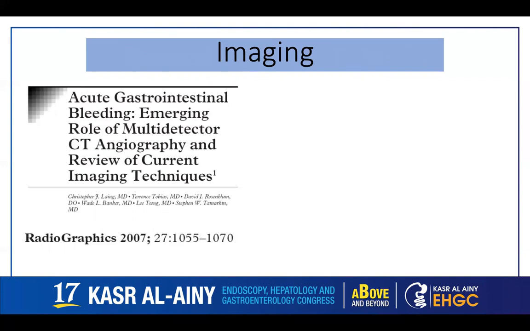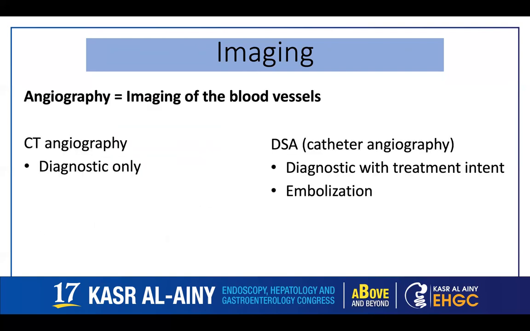In order to treat this patient, we should diagnose him very well. So we have imaging, we have CT scan, and this is a very, very important paper published in 2007 about patients with acute gastrointestinal bleeding. What is the role of CT angiography as a type of diagnosis for this type of patient? Angiography is imaging of the blood vessels. CT angiography's role is diagnostic only, while catheter-based angiography or DSA has the advantage of diagnosis and treatment intention. We treat the patient by embolization.